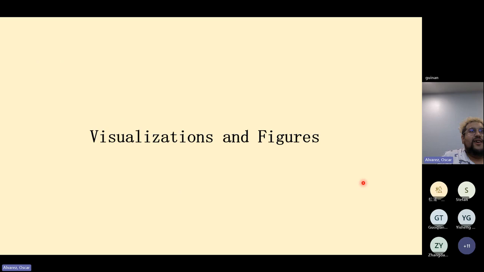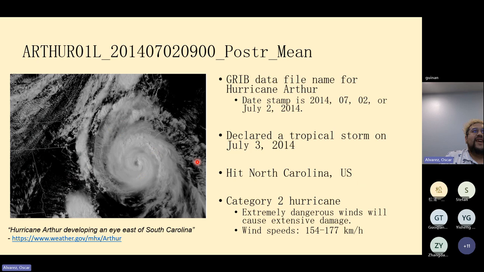Okay, so here are some of the figures that I generated from the grid files. This is the actual hurricane. This grid file is Arthur 1, so the grid file name for this is for Hurricane Arthur. The date stamp is for July 2nd, 2014. So that's the data that I have.